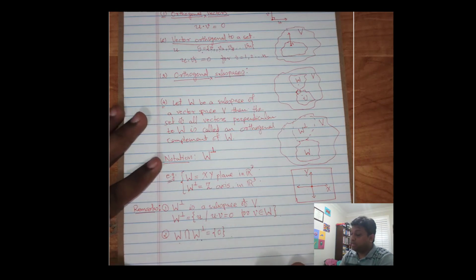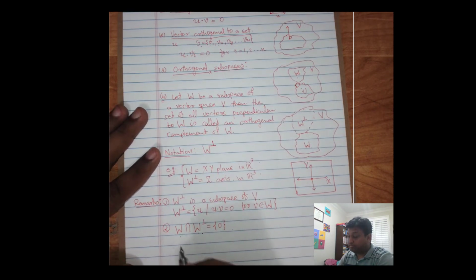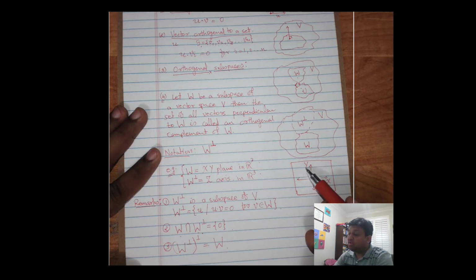Alright, okay, remark number 3. If you compute the orthogonal complement of the orthogonal complement, then you get back W. Alright, so simply, orthogonal complement of the x-axis is the y-axis and orthogonal complement of the y-axis is going to be the x-axis. So the orthogonal complement of the orthogonal complement of the x-axis needs to be the same as the x-axis. Alright, quite a trivial thing.